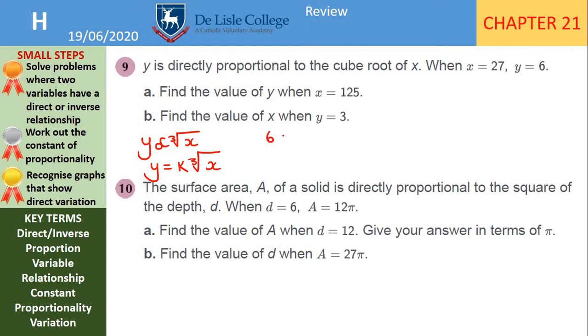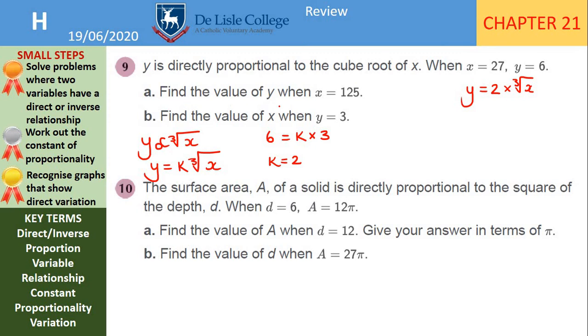So y equals 6 when x is 27, and now I know the cube root of 27 is 3, because 3 times 3 is 9, times 3 again is 27. So 6 divided by 3 will give me k, so k will be 2. So this gives me the formula y equals 2 times the cube root of x. Now I'm going to use it to answer these.